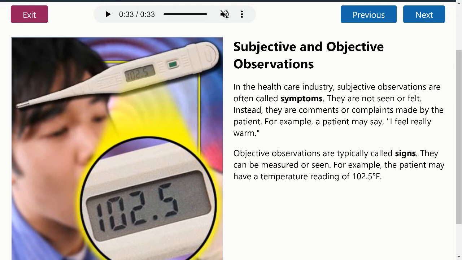Objective observations are typically called signs. They can be measured or seen. For example, the patient may have a temperature reading of 102.5 degrees Fahrenheit. So your symptoms are how they tell you they feel, your subjective observations. Objective observations are the actual measurements, something that you can see, something that you can measure. So when they say your signs and symptoms, they're talking about your subjective and objective observations.